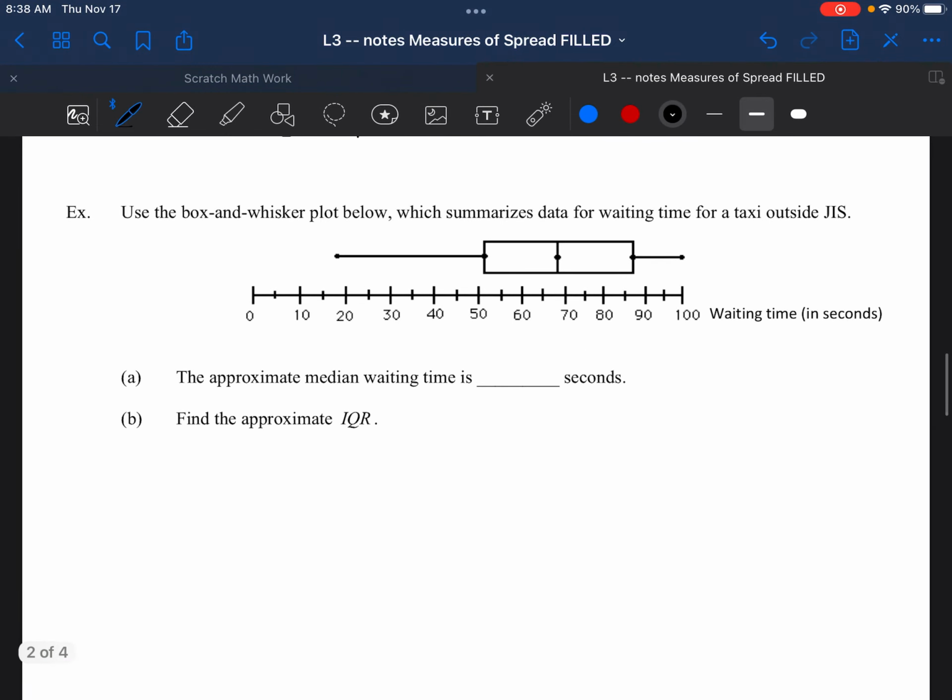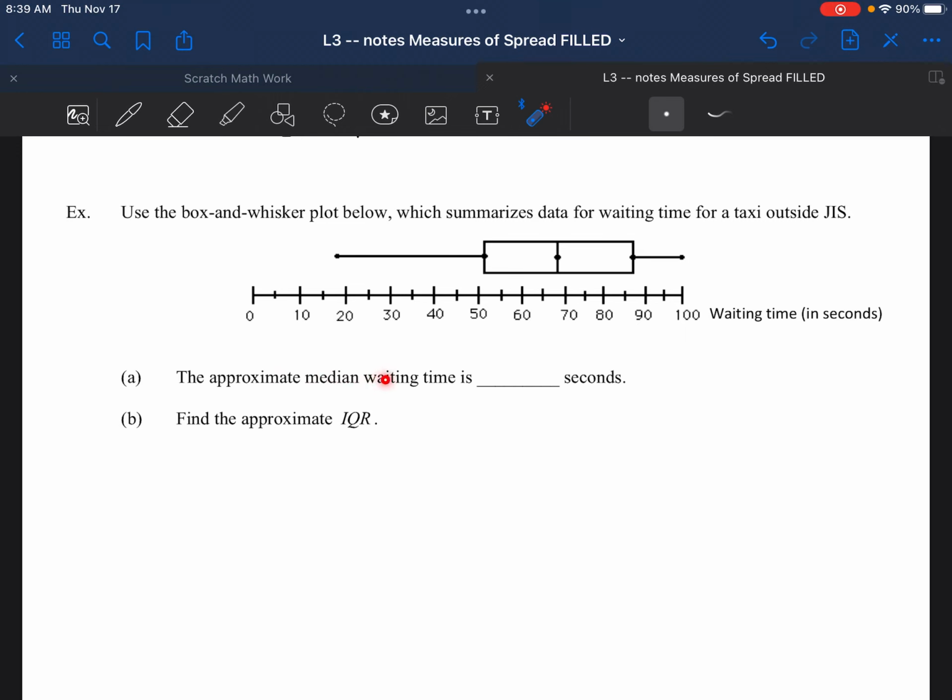Okay, so next, let's interpret one that we have. So here we have a box and whisker plot: waiting time for a taxi or Gojek outside, or go car, I should say, outside GIS. There's no way I'm waiting 100 minutes for a Gojek, or even, to be honest, 17 minutes for a Gojek. So this has to be for taxi, probably on a very rainy day.